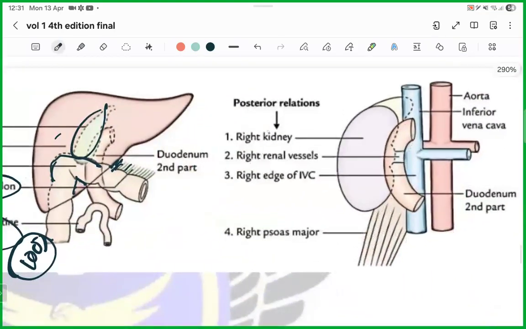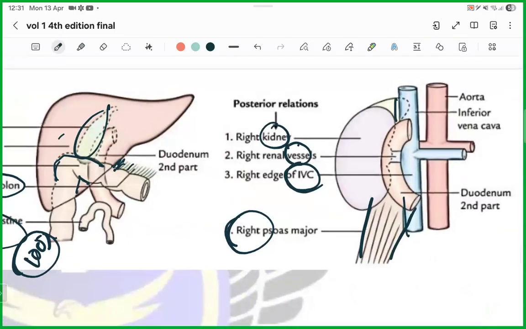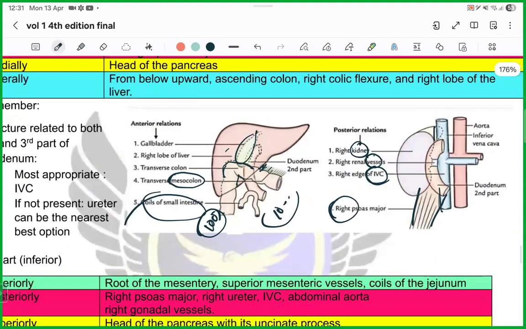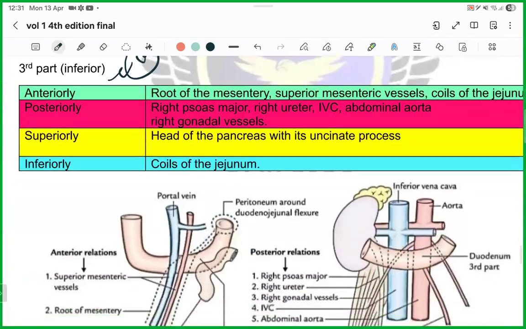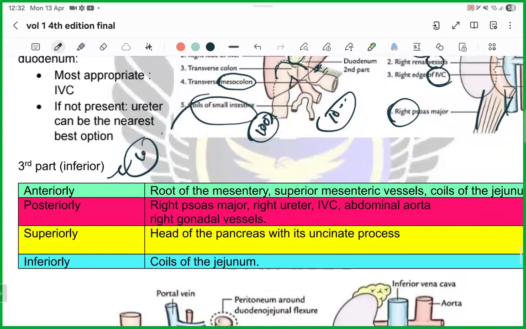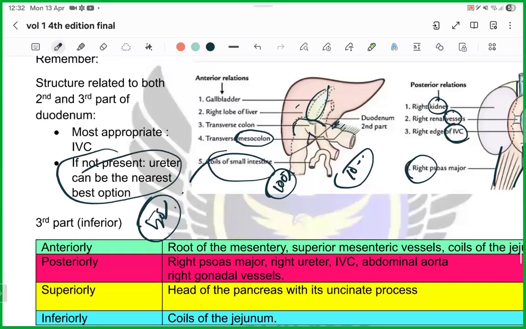Posteriorly, we have kidney, hilum, and IVC. And of course, psoas major. So these are 100% important. Third part also 100% important. But no, I will say third part is 50% important. They never ask anything from third part, but they ask you this question.